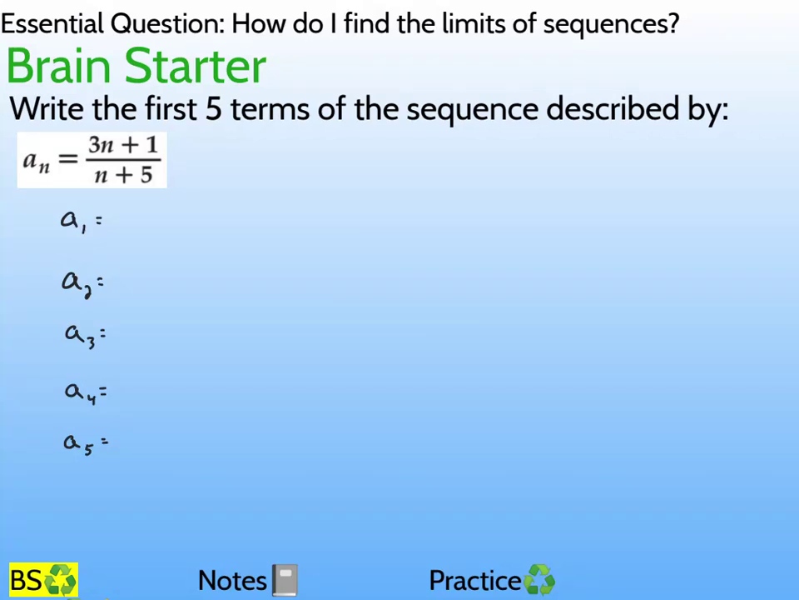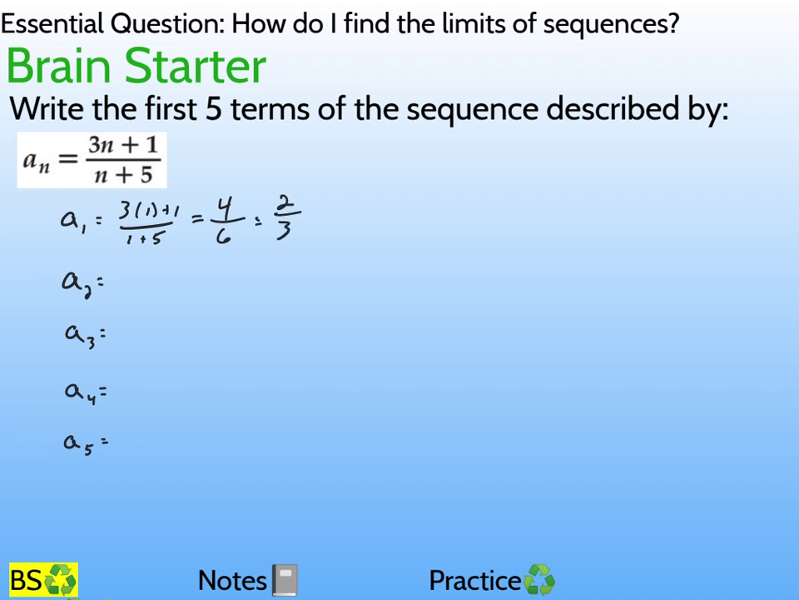In this, you just have to figure out the first 5 terms of the sequence. The sequence is given by a sub n equals (3n plus 1) over (n plus 5). So that just means for the first term, it would be 3 times 1 plus 1 over 1 plus 5. Just plug in 1 where you see n. The number of the term goes there. And this is 4 over 6, which also equals 2/3.